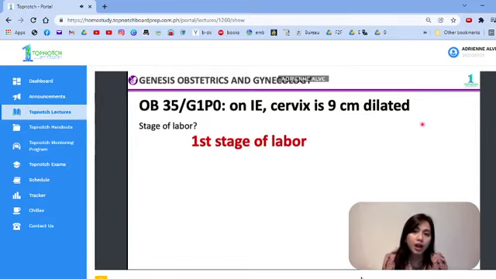Ano ulit yung second stage of labor? It's from full cervical dilatation to the delivery of your fetus. And then your third stage is from delivery of the fetus to placental delivery.